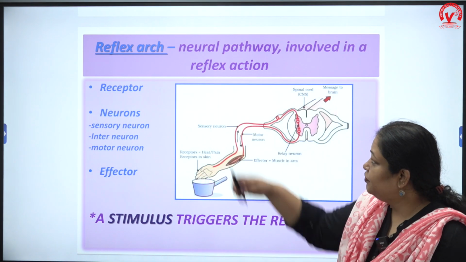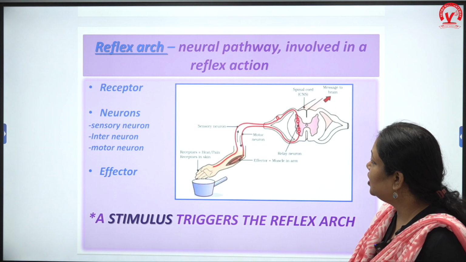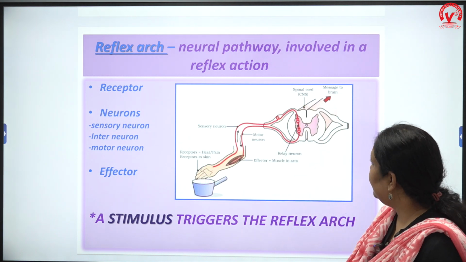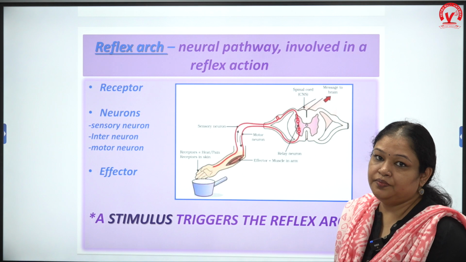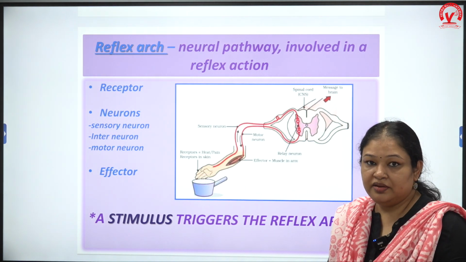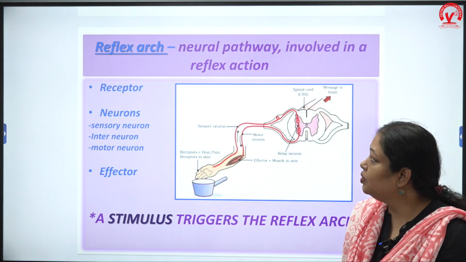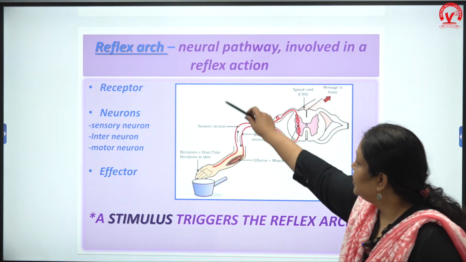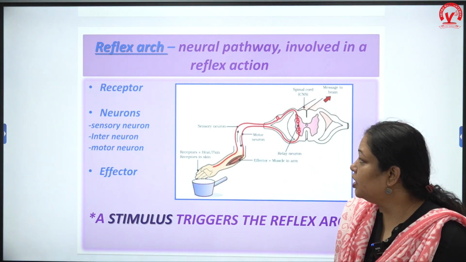Let's talk about the reflex arc. What is the reflex arc? A reflex arc is a neural pathway involved in a reflex action. So what did we say? We said that we have a reflex action when there is a stimulus. How does that happen? That's what we're going to see now. It is by a neural pathway. So that is the reflex arc.